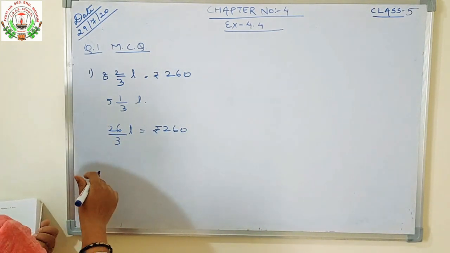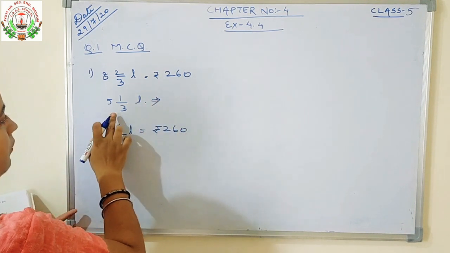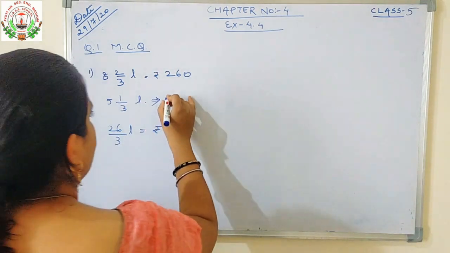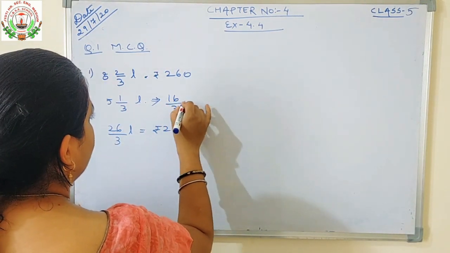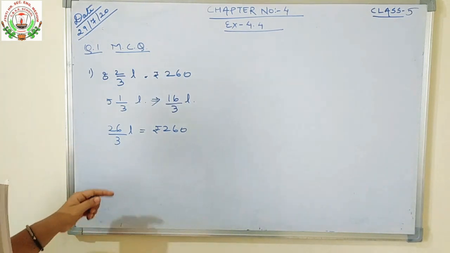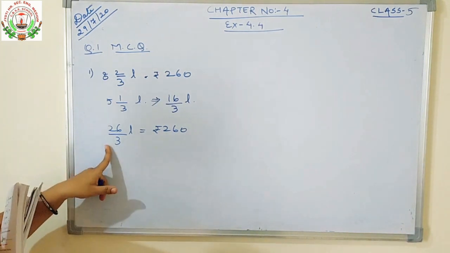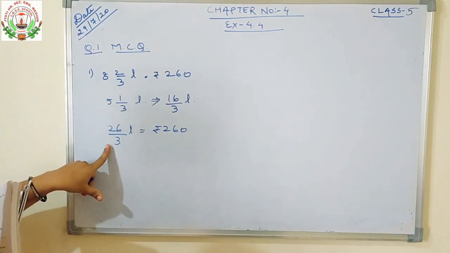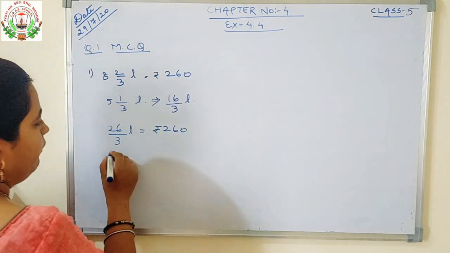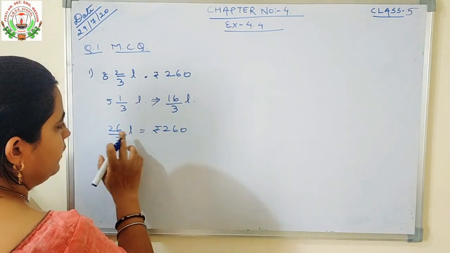So you have to find the cost of this much liter. First we will convert this into a normal fraction. 5 3s are 15, 15 plus 1 is 16 upon 3 liter. Okay, so first we will find 1 liter of milk. Here the cost of 1 liter of milk is not given, so first we will find the cost of 1 liter of milk. So how will we find? If this much liter costs this much, we will divide this by this.